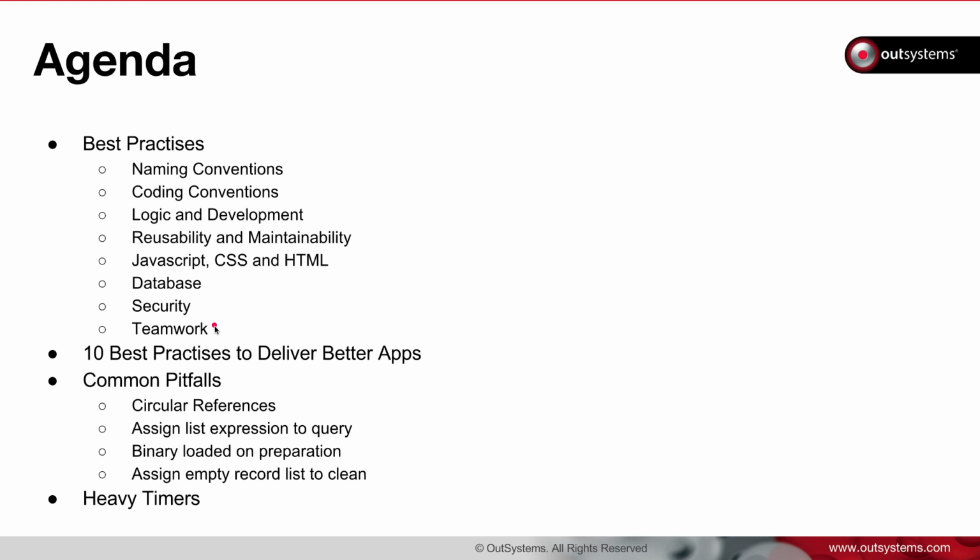We will revisit these best practices under a new light with a summary of the 10 best practices to deliver better apps. We will then talk about some common pitfalls, namely circular references, assign list expression to query, binary loaded on preparation, and assign empty record list to clean. And we will end with a description of heavy timers, how to handle timers that run for a very long time in the OutSystems platform.